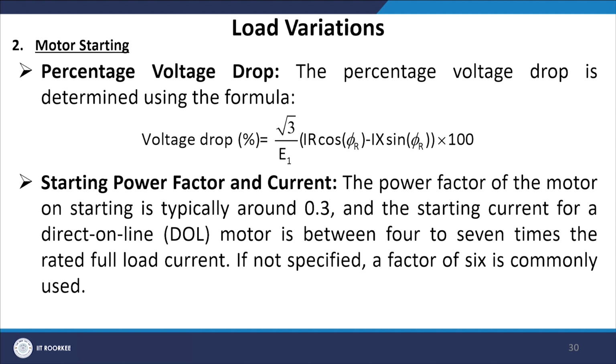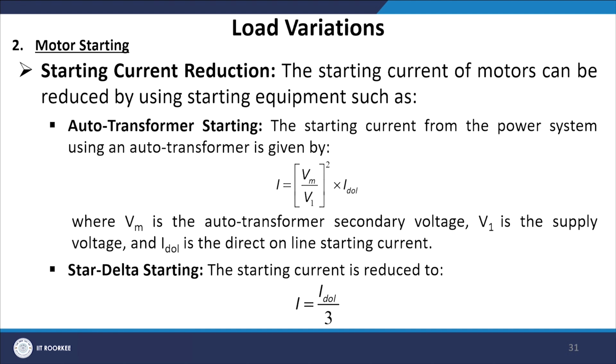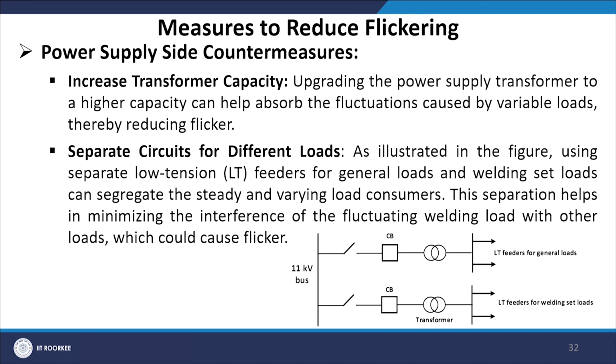The percentage voltage drop also can be determined using the following equation. The power factor of the motor on starting is typically around 0.3, and the starting current for a direct online motor is between 4 to 7 times the rated full load current, which is huge if not specified. A factor of 6 is commonly used. The starting current of the motors can be reduced by using starting equipment such as auto transformer starting or star delta starting. Now, what are the methods to reduce flickering? Upgrading the power supply transformer to a higher capacity can help absorb the fluctuations caused by a variable load, thereby reducing flicker.